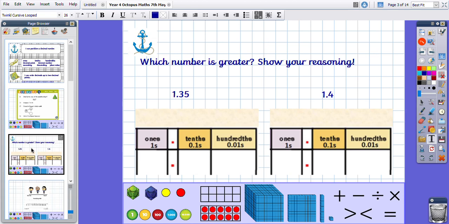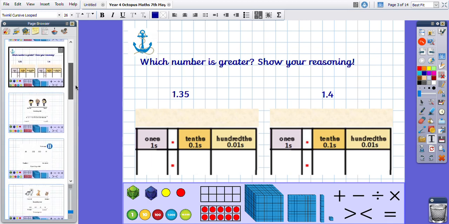So for our anchor, which number is greater? Show your reasoning. So I have the number 1.35 and I have the number 1.4. Using counters, explain to me which number is bigger and why. How do you know? So I have a written question, so I need a written answer.